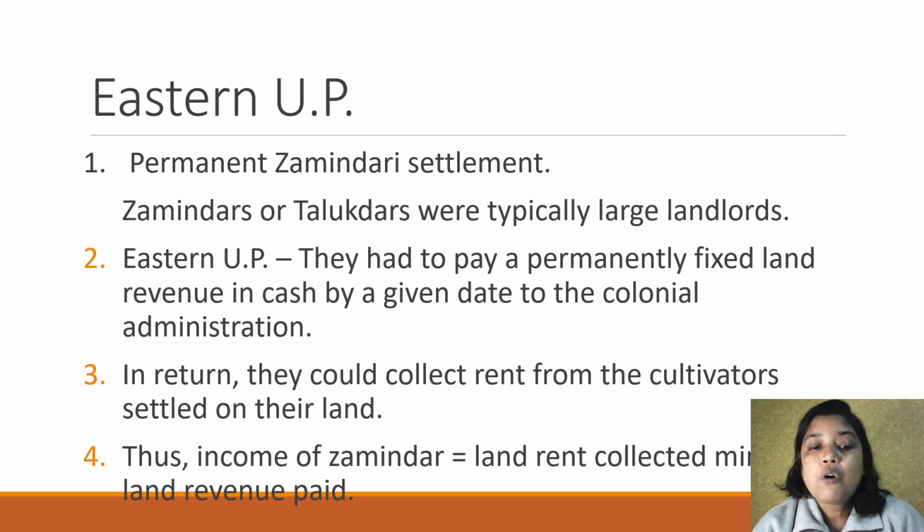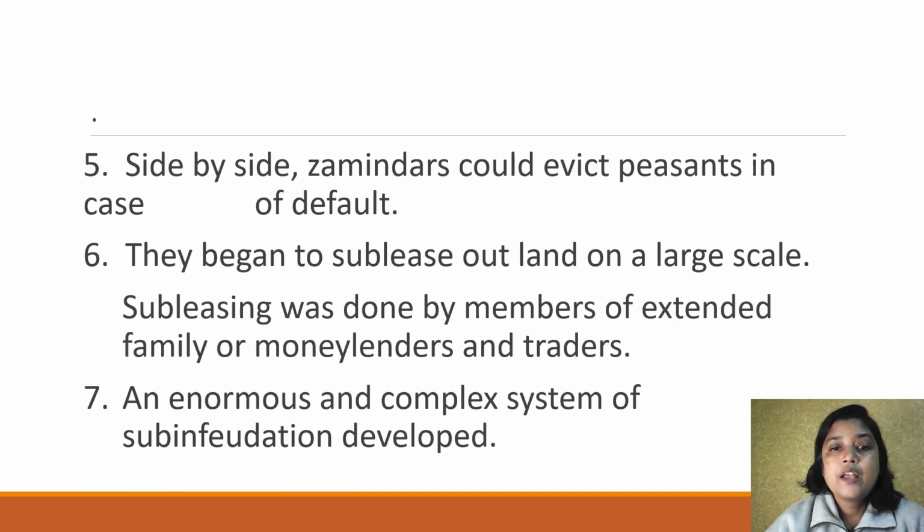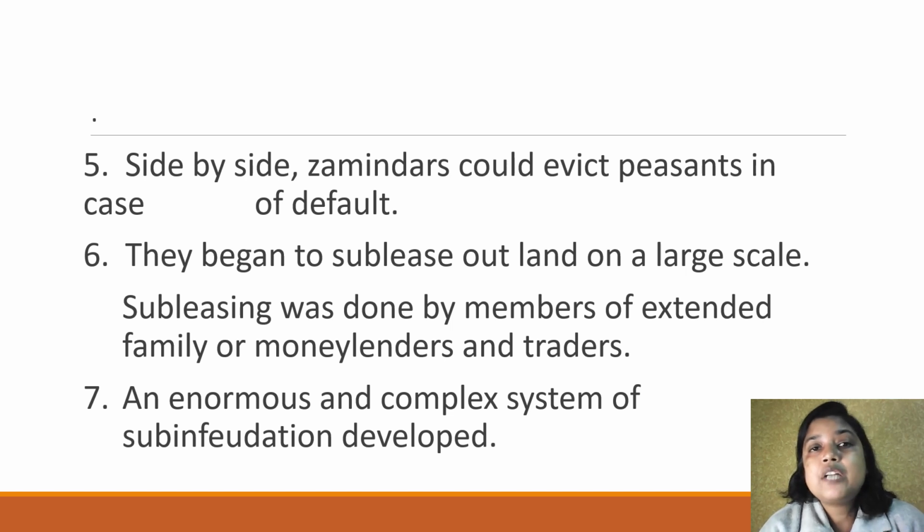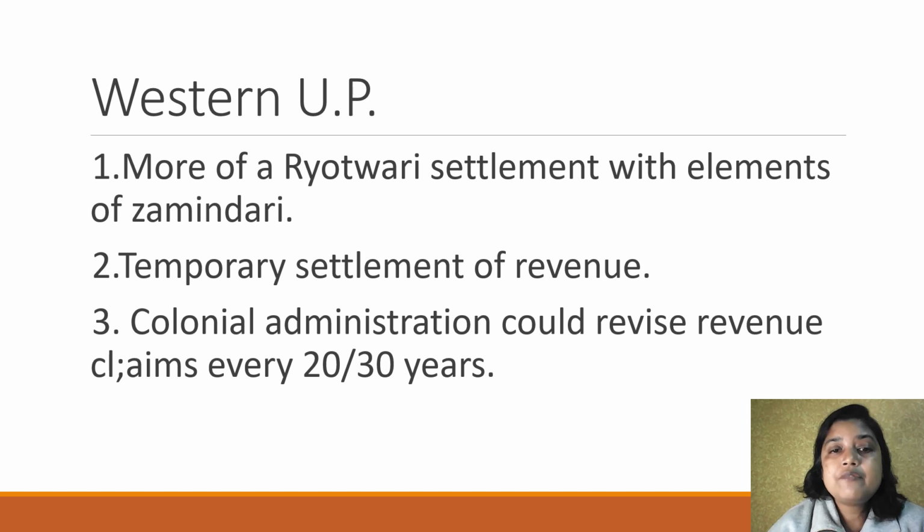So income of the zamindar was equal to land rent collected minus land revenue paid. Side by side, the zamindars could also evict the peasants in case of default, and then the zamindars also began to sublease out land on a large scale. Subleasing was done by members of extended family or moneylenders and traders, and this also led to a complex system of subinfeudation. Now, what happened in Western UP?